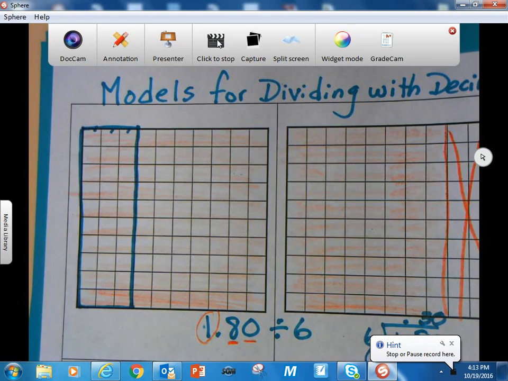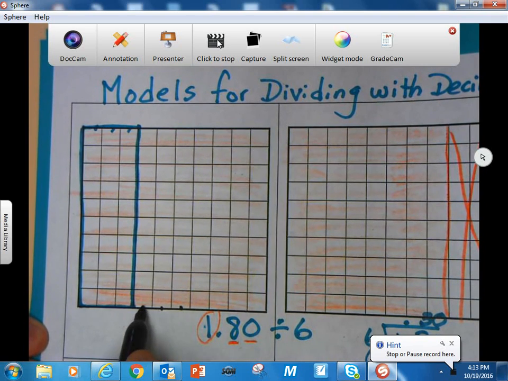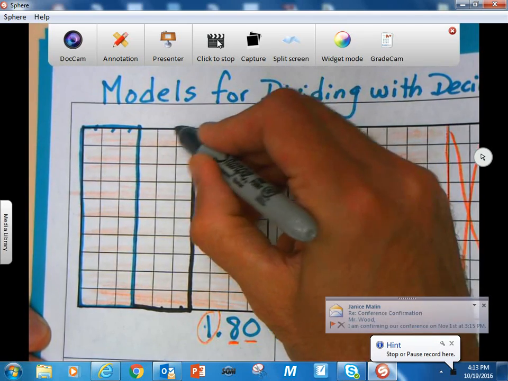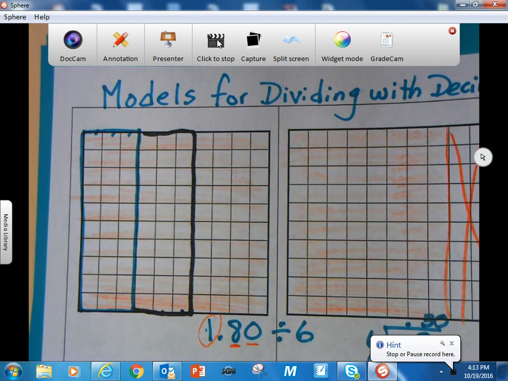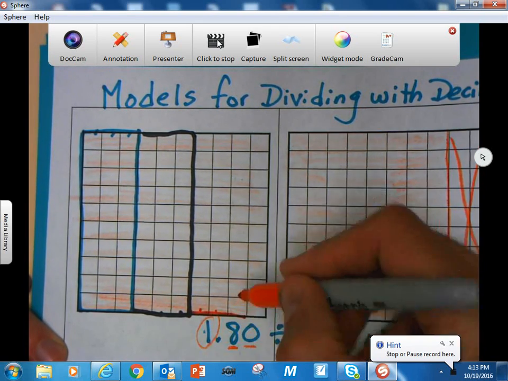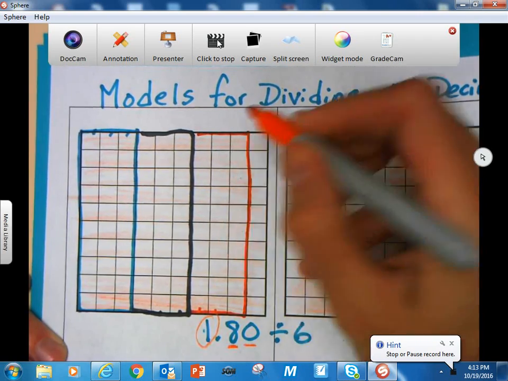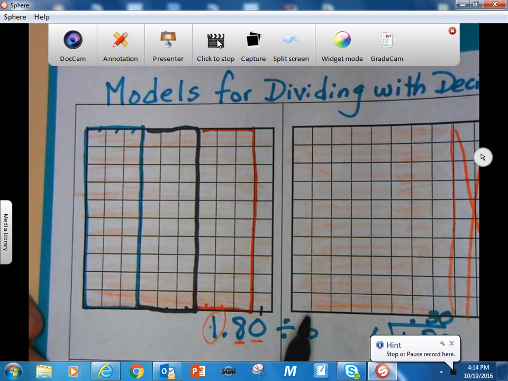Using a different color, I can show another one. I have another 3/10. 1/10, 2/10, 3/10, or 30 hundredths. Shade that in, or outline it. I could do it again. 1/10, 2/10, 3/10. Outline it, or shade it in. Alright, so I'm to the end of my first grid. So I need to count 1/10, 2/10, 3/10. I'm into my second grid here. So outline it.